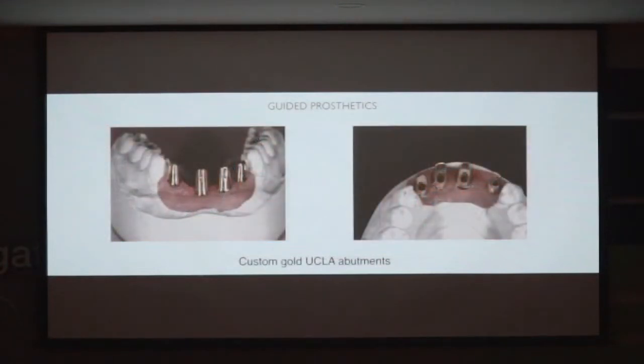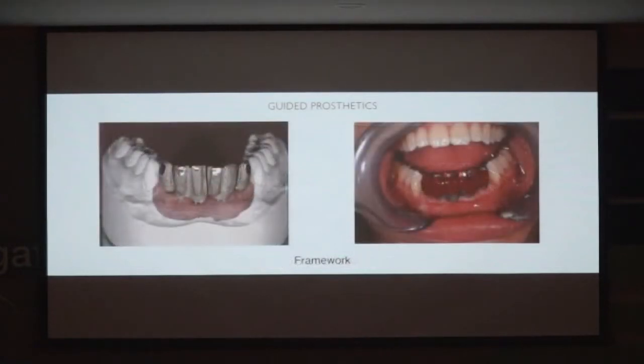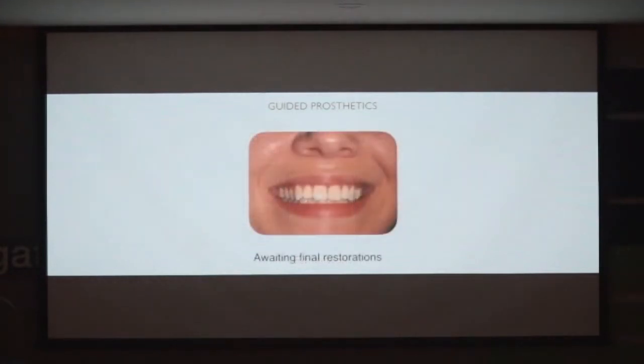And these are the final custom gold UCLA abutments in place with an altered cast with a soft tissue cast. And then what we're doing here is picking up the framework. And this is as far as we are. He actually sent me these pictures last night, these two pictures. So now we're waiting for the final. But those are pictures with the temps in place. So you can see where we're going with this digital approach.